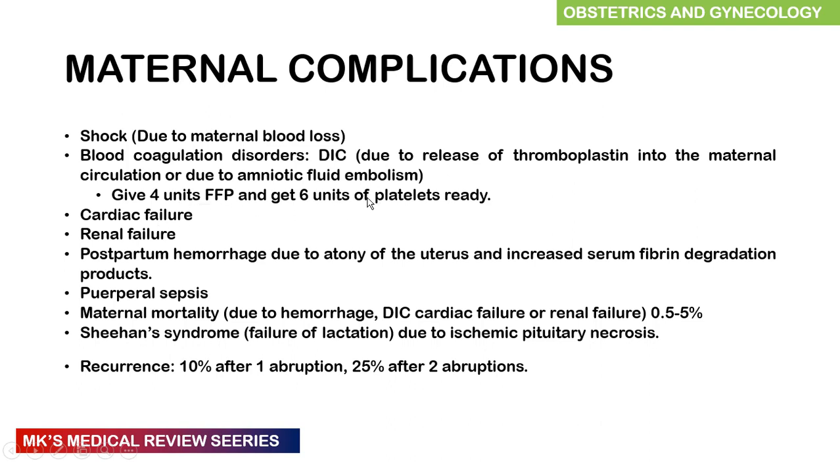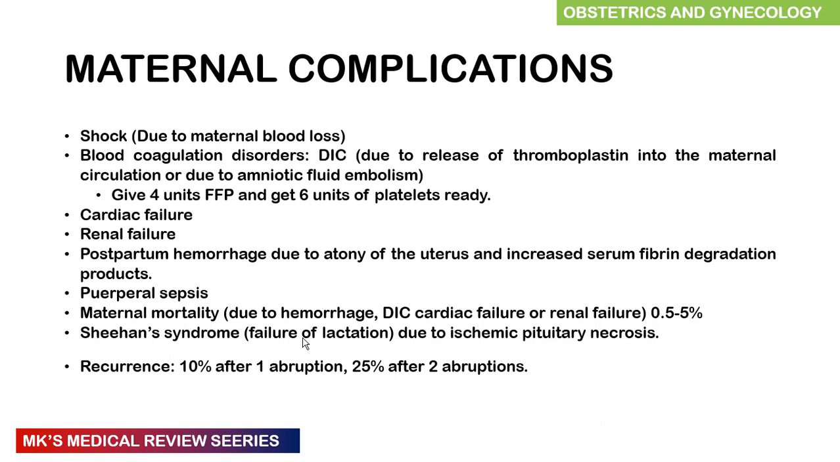You may have renal failure, postpartum hemorrhage, which is attributed to the uterine atony and increased serum fibrin degradation products. You may have puerperal sepsis, maternal mortality, which is either due to hemorrhage, DIC, cardiac failure, or renal failure. This is in about 0.5 to about 5% of patients. In some cases, you may have a complication that's known as Sheehan's syndrome, which is failure to lactate. So you get a history of a woman that had placenta abruption or even PPH, where they lost a lot of blood and then eventually the pituitary gland was ischemic.